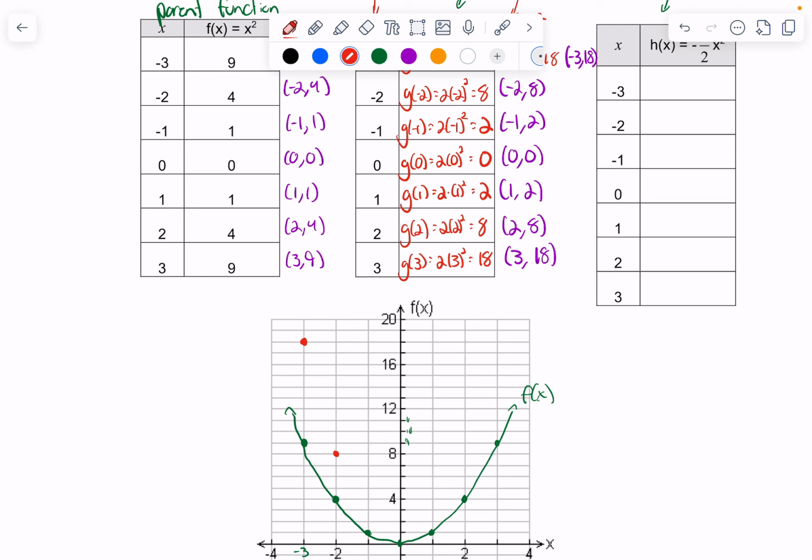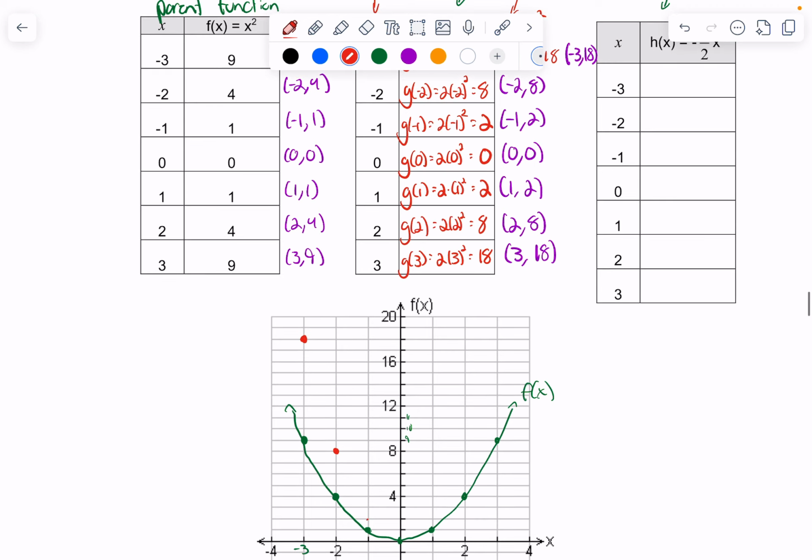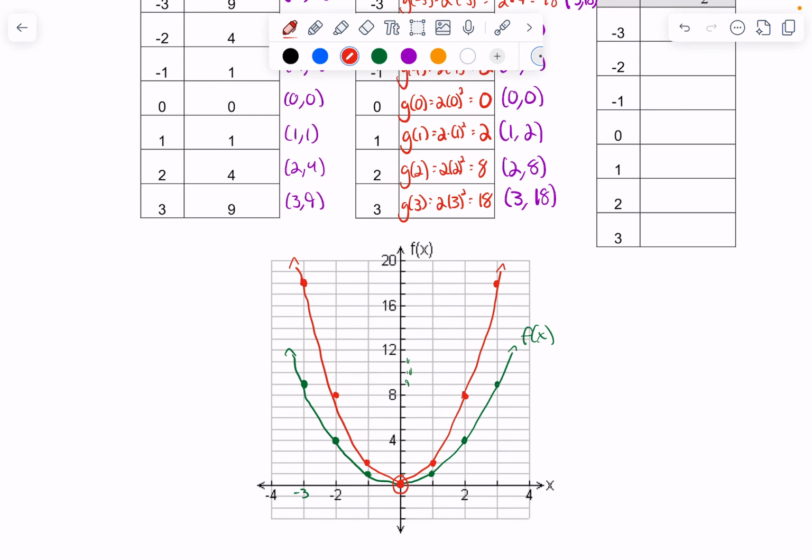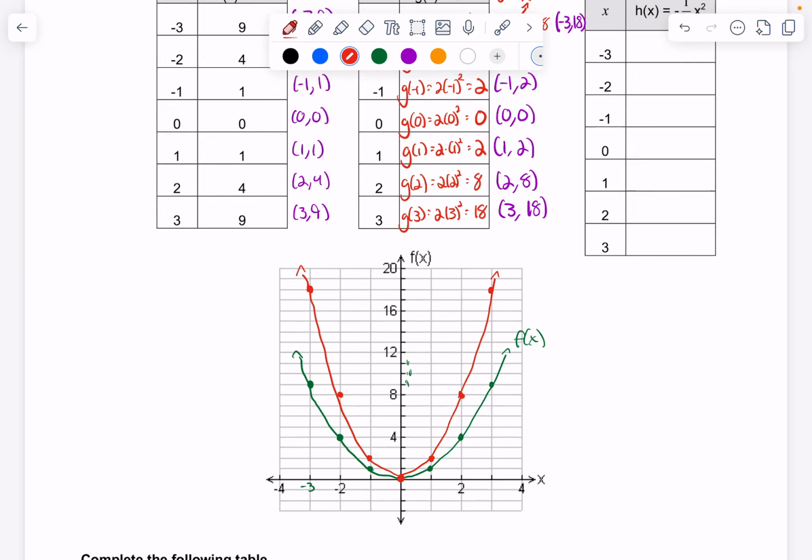Negative 1 and 2, that would be right here. Then we have 0 and 0, so right at the origin again. And then we can just mirror all our points: 2 and 8, and then 3 and 18 right up here. We can see this is slightly different from the others, because if you go back up to the previous ones, you'll notice that the vertex was always in a different spot. But that's not the case here.